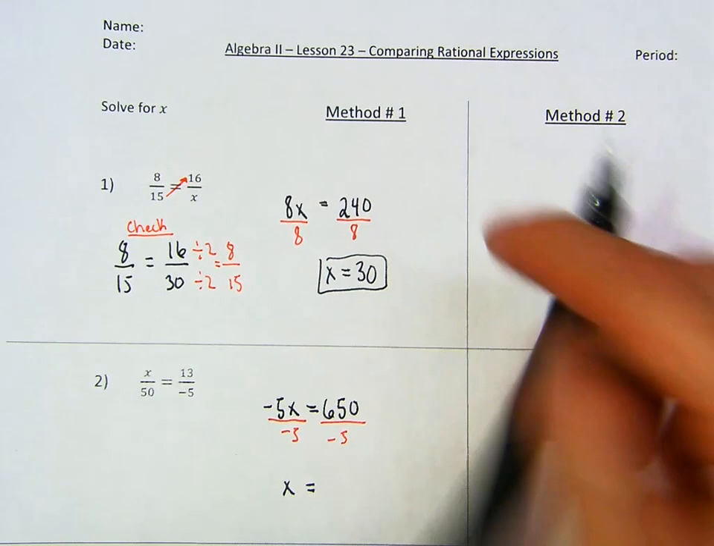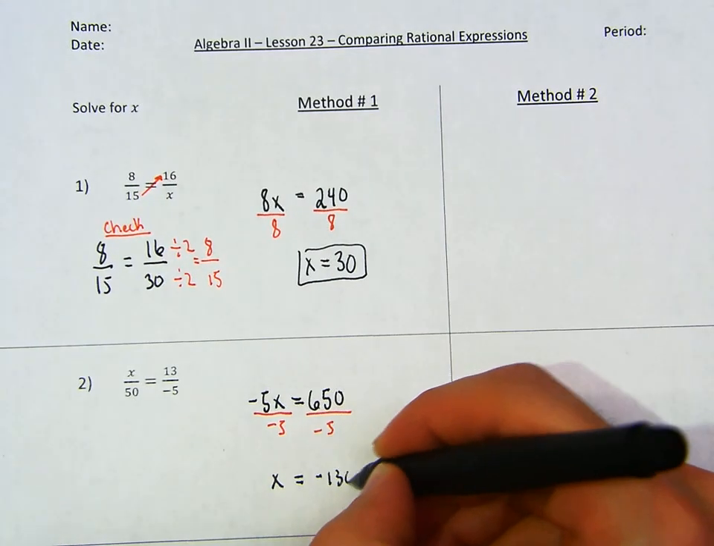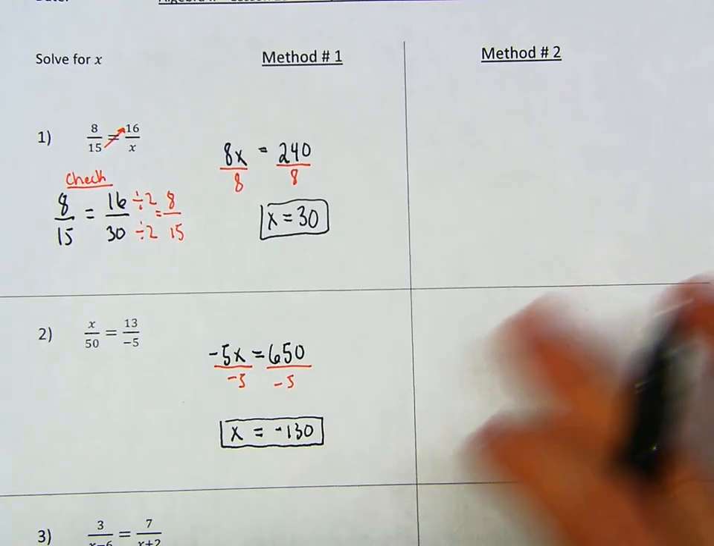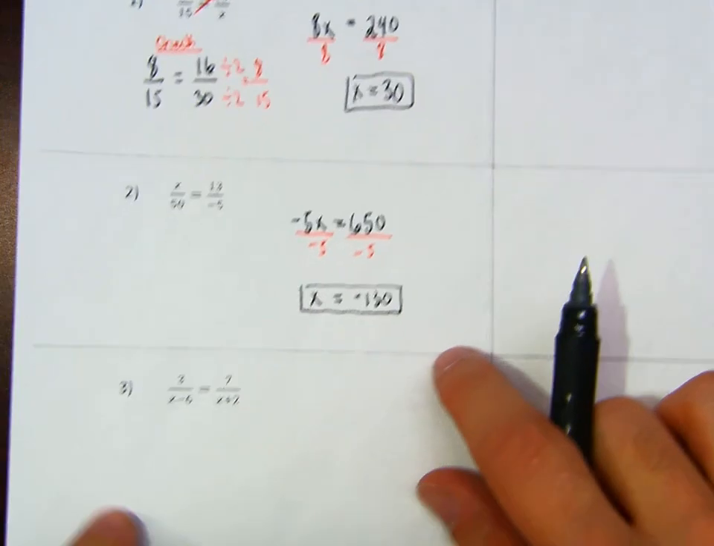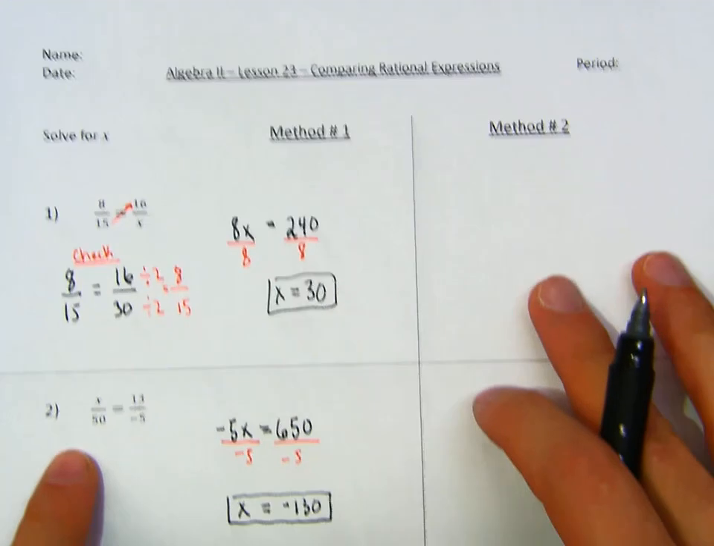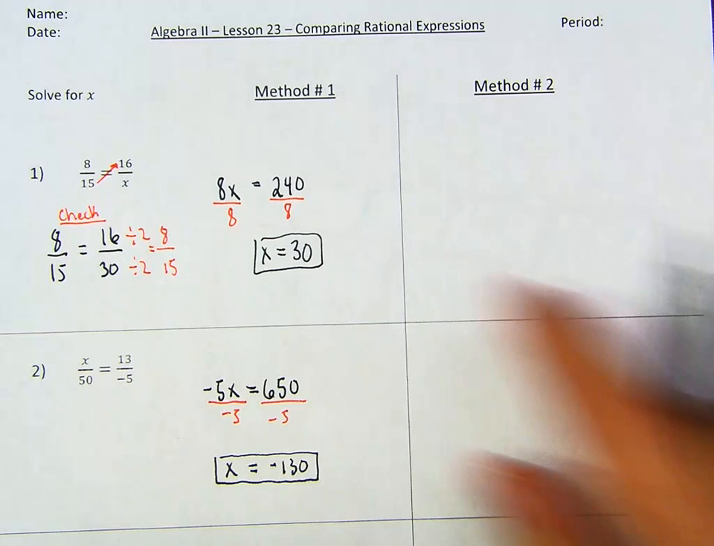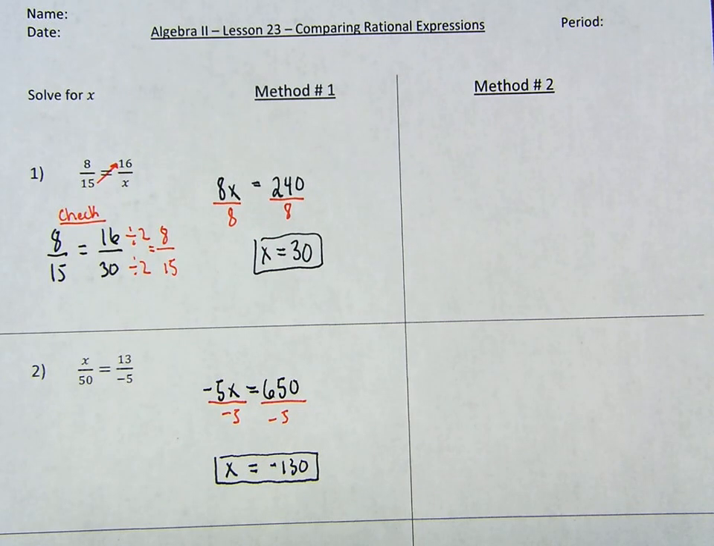Oh, it's 130. Okay, I should have been able to do that. It is negative 130. Okay, so great job. If you want, you could try and continue on, but let's look at the second method in solving this, right? So what's the second method for today?